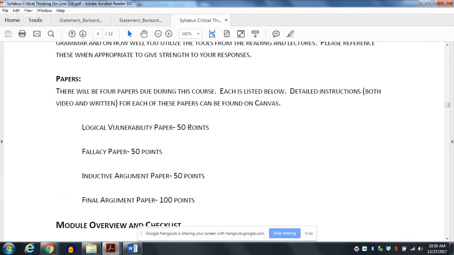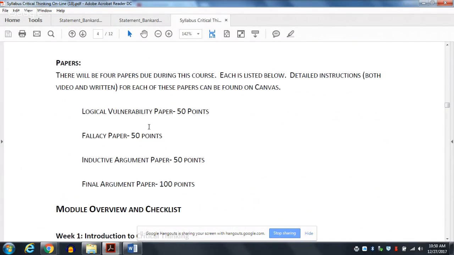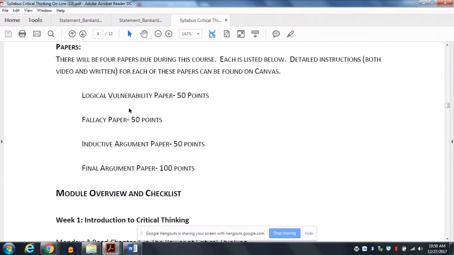So it's not about, I love dogs and I hate cats. I can't understand why anyone would like a cat. I don't want that. I'm looking for things related to theology, morality, politics, things where there are important discussions where you have a hard time seeing both sides of the discussion. So again, the instructions are on Canvas to give you more depth, but that's what I'm looking for in that logical vulnerability paper. Where are you closed-minded? Where do you have a hard time listening?